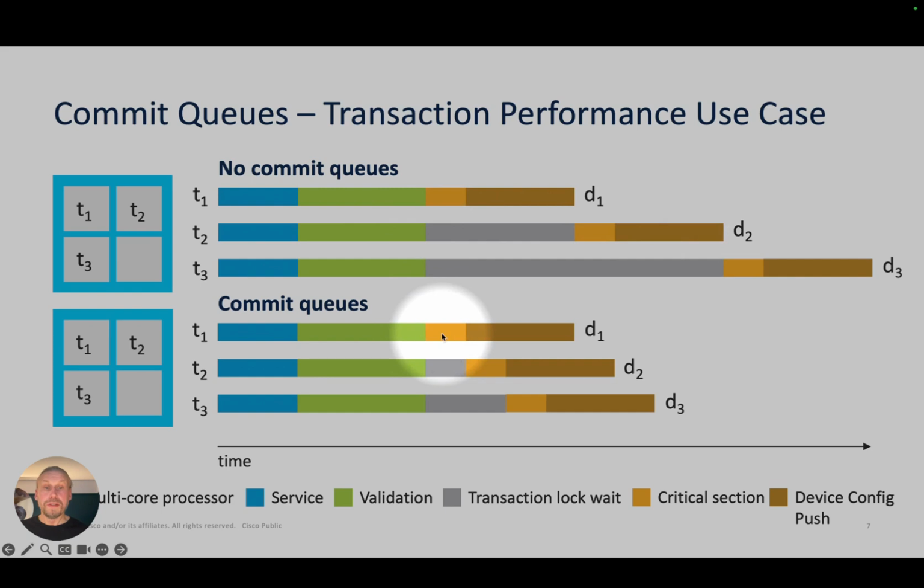On the other hand, with commit queues, as soon as we have pushed to the commit queue and CDB, the lock will be released, and the next transaction can continue with its critical section, and so forth. So we'll save a lot of time here, especially if the device update is quite slow, which is often the case. If it is, then you will have a lot of gain by using commit queues here.